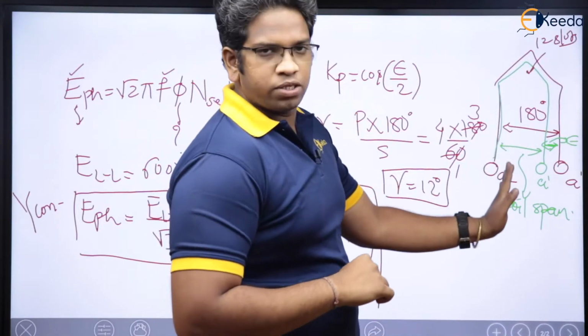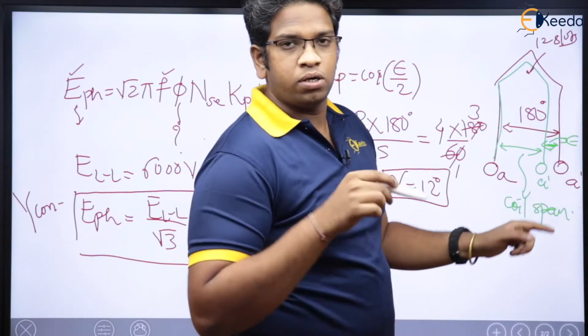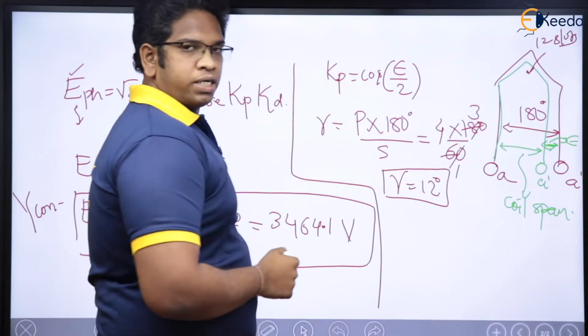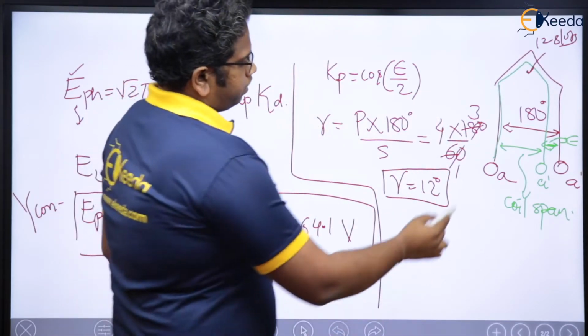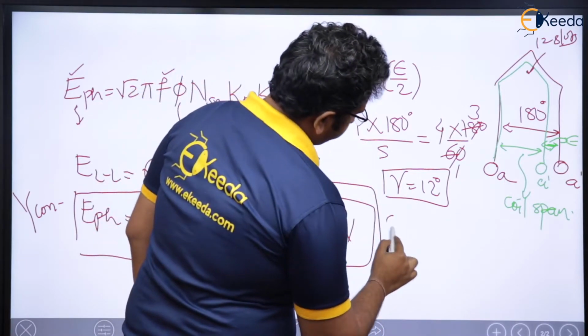I have to travel for 12 slots. First is gone. Second, third, fourth, fifth, up to 13. So 12 slots will be there. If there will be 12 slots, then let us find what is the coil span, because the first coil side is here and the second coil side is there. So what is the coil span?